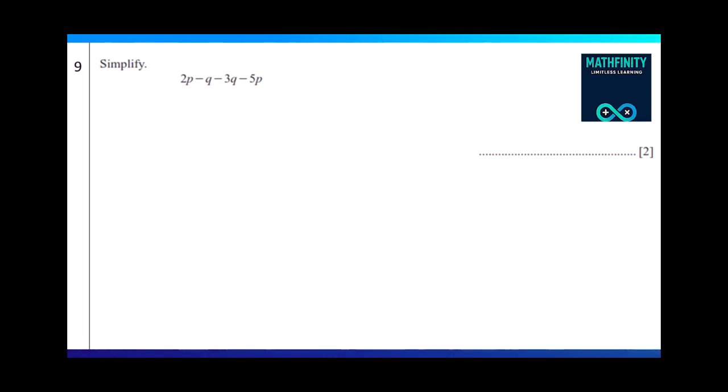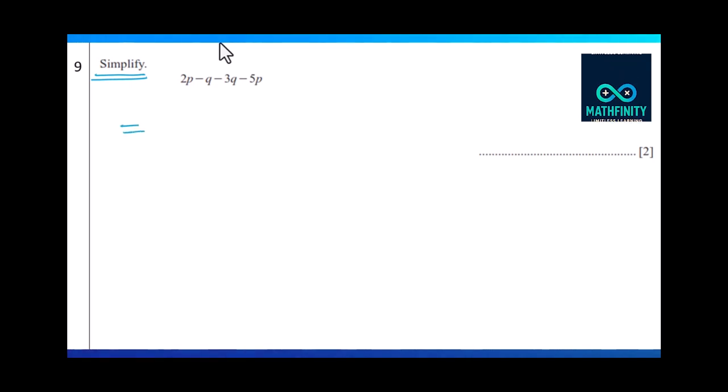Question number 9. They tried to trick you guys. Simplify. They did not ask to factorize. Be careful. Many students are not reading this statement properly. They will just see 4 terms and they will factorize and give the answer. Simplify means you have to add or subtract the like terms, not factorize.